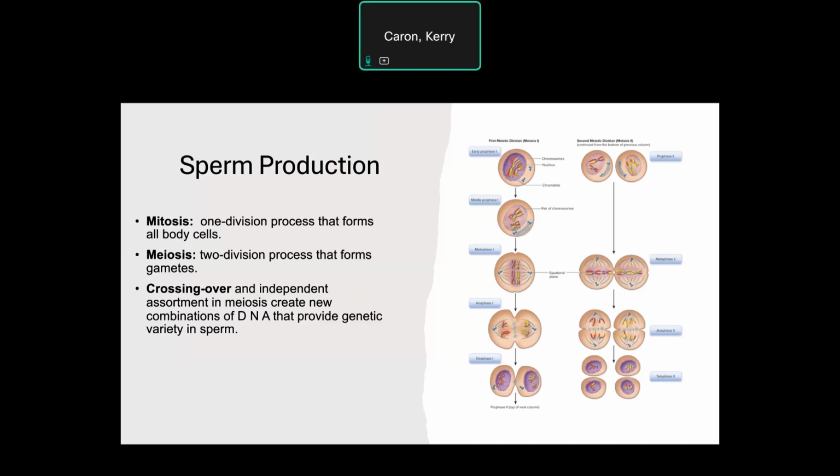Crossing over and independent assortment in meiosis create new combinations of DNA with genetic variability. So every sperm cell, every egg cell, every gamete is going to be a little bit different. There's crossing over in meiosis, which means that some cells get different parts of the DNA. And then there's some independent assortment, so everyone is going to get something a little bit different. So in mitosis, we get clones. In meiosis, we get 4 gametes.